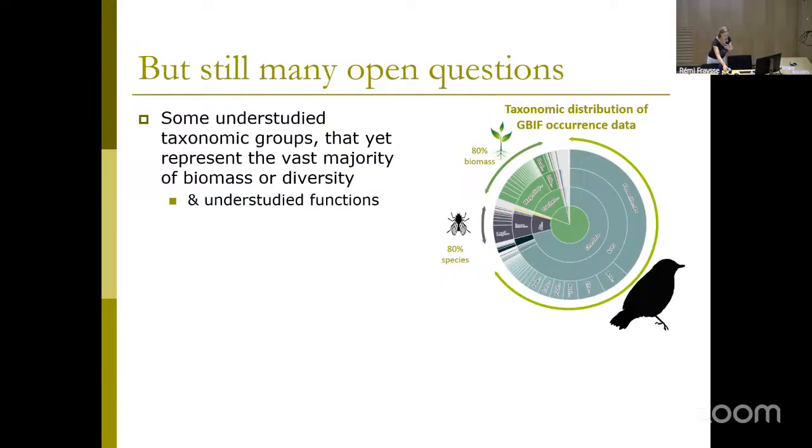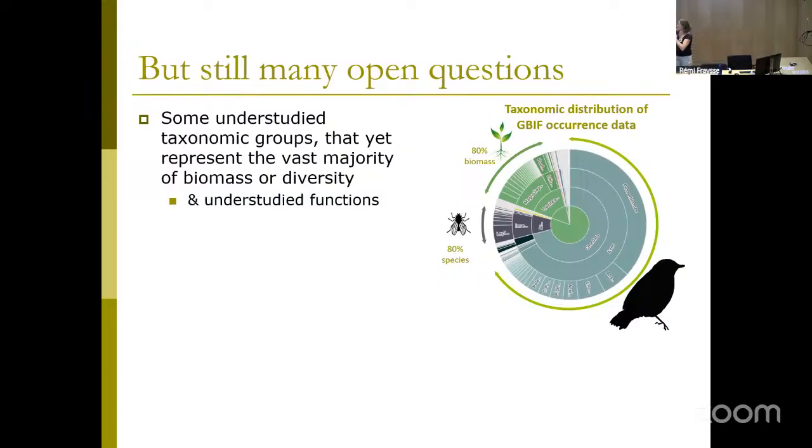And for example, plants here, represented by maybe, I don't know, 10% of data. They represent 80% of biomass on Earth, and they have really important role in the functioning of the planet. They're at the base of most trophic chains. They regulate climate and so on. And insects here, even fewer data, they represent 80% of species.